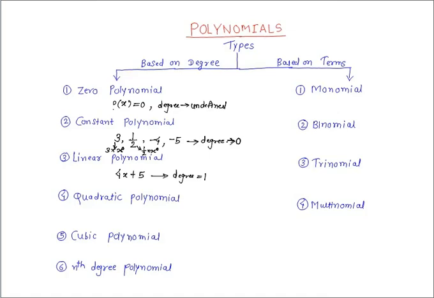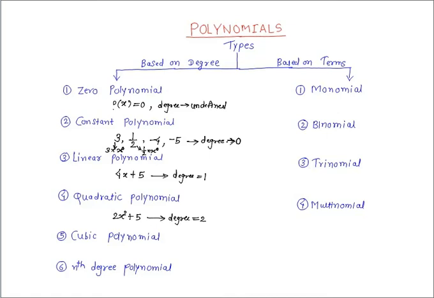Next we have the quadratic polynomial. A polynomial whose degree is 2 is called a quadratic polynomial. For example, 2x square plus 5. What is the degree? 2. Hence this is a quadratic polynomial.